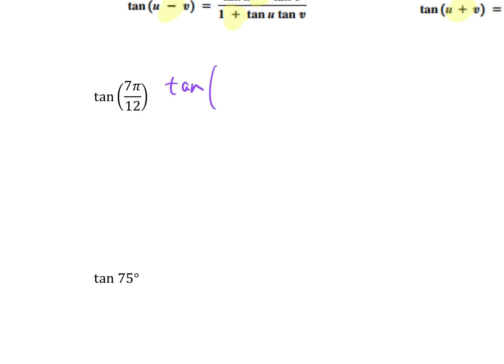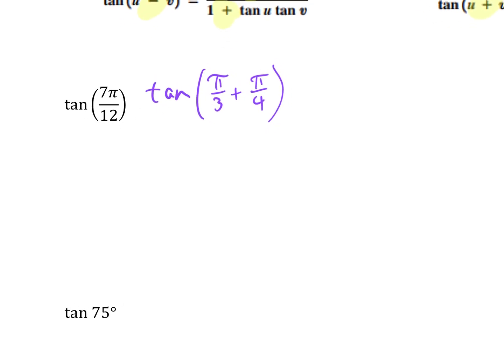Say that again, Ryan. Okay. Shh, guys. Okay. So pi over 3 and pi over 4. Brayden, you need to either shape up or you're going to be shipping out.